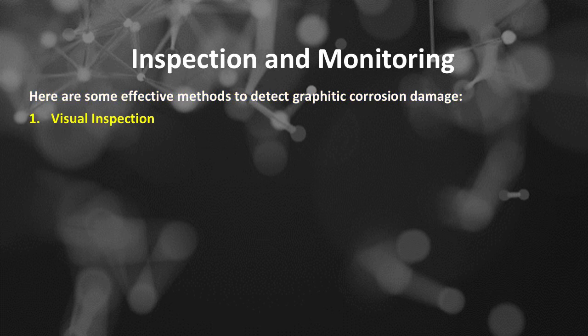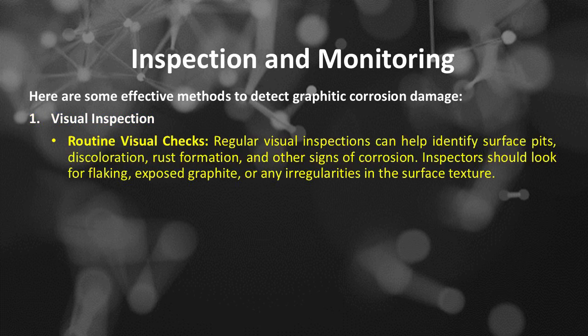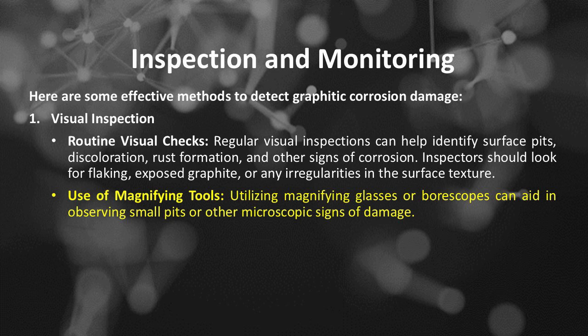Number 1 is visual inspection. Routine visual checks. Regular visual inspections can help identify surface pits, discoloration, rust formation, and other signs of corrosion. Inspectors should look for flaking, exposed graphite, or any irregularities in the surface texture. Use of magnifying tools. Utilizing magnifying glasses or borescopes can aid in observing small pits or other microscopic signs of damage.